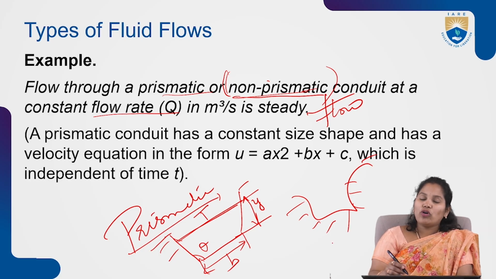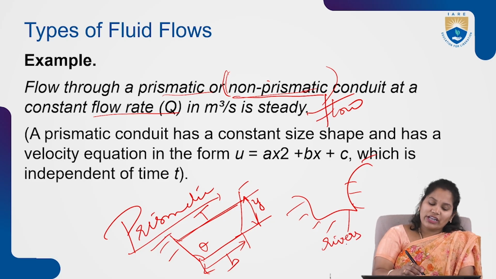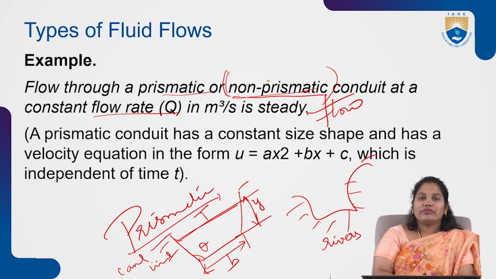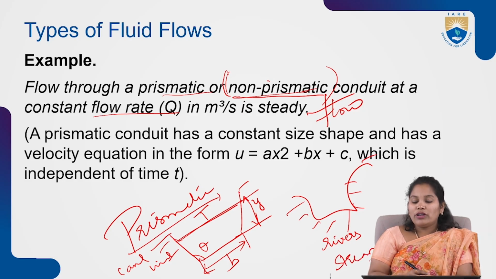Examples for the non-prismatic channel are rivers and streams. Prismatic channels include lined canals, right? Rivers and streams, naturally formed channels, are considered non-prismatic channels.